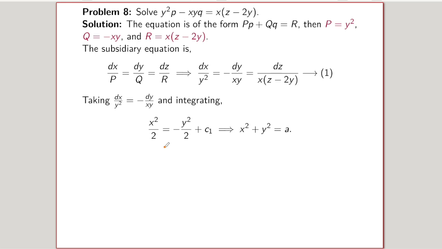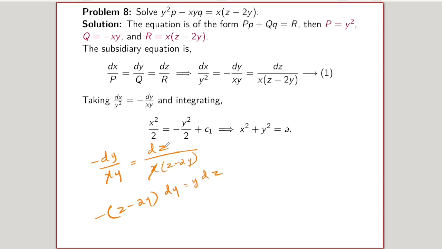So taking last two fractions, dy divided by xy equal to dz divided by x into z minus 2y. Because observe that if we take last two fractions, it is easy to cancel these two terms. So what I am going to do is cross multiply everything. So we can write z minus 2y into dy equal to y dz. So we can write it as zdy minus 2y dy equal to y dz.